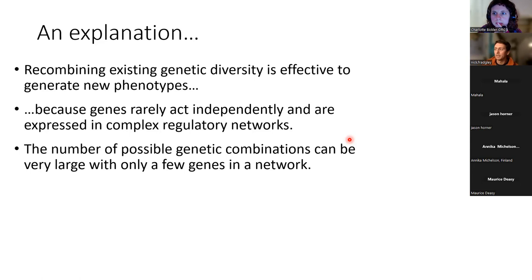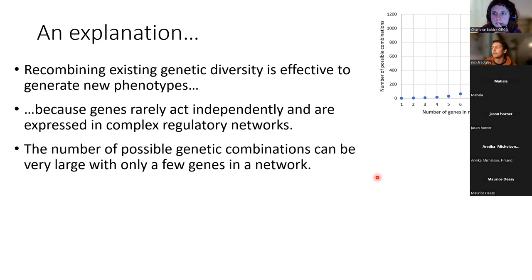So for example, if you have a handful of genes that each only have two versions, so two alleles, and they're in a network where they're interacting, if you only have 10 genes, there's more than 1,000 combinations of these genes that you could have. So it's that level of different combinations that actually comes down to variation in the traits that can be selected.